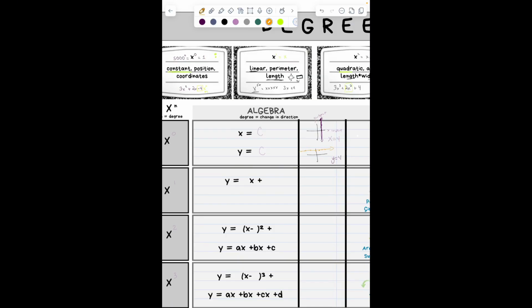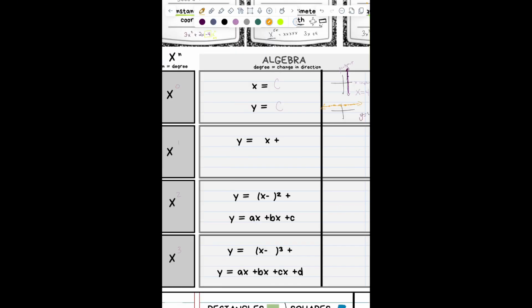And so it's kind of counterintuitive because what you would think is these are y's, they should be vertical, but the y's are always the same. That's creating a line that's horizontal. So we're going to move on to the linears.